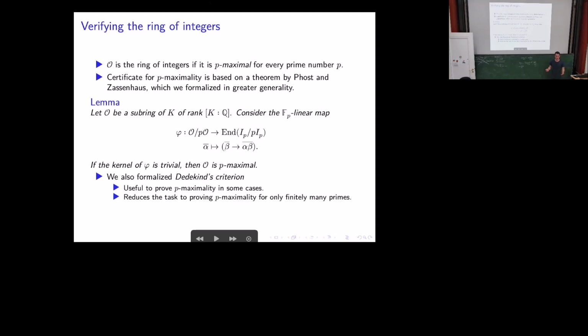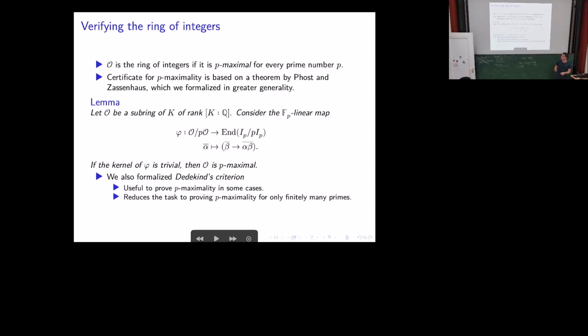Okay, now that I told you how to compute with polynomials and how to compute in O, I'm going to tell you briefly how to verify the ring of integers. To verify the ring of integers, you can do it locally. You can prove that it's P-maximal, whatever that means, for every prime P. What it boils down to is proving that the kernel of some linear map, it looks a bit scary, but it's fine, no worries, you only need to know that it's a linear map, is trivial. Proving that the kernel of this linear map is trivial shows that this thing is P-maximal. So if we can certify the triviality of this kernel, then for every prime P, we're done.